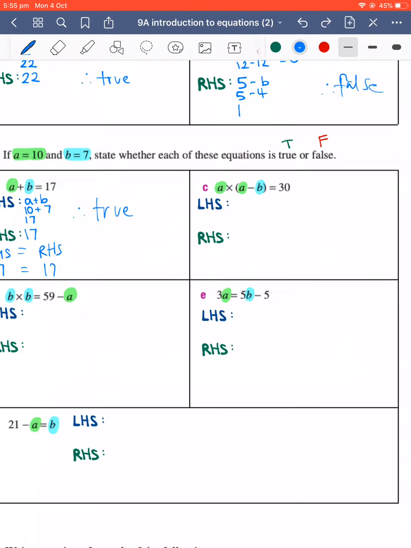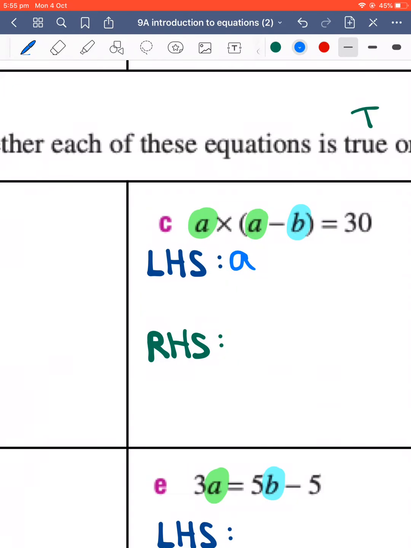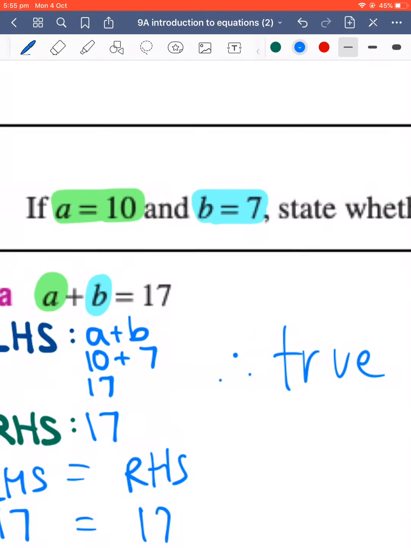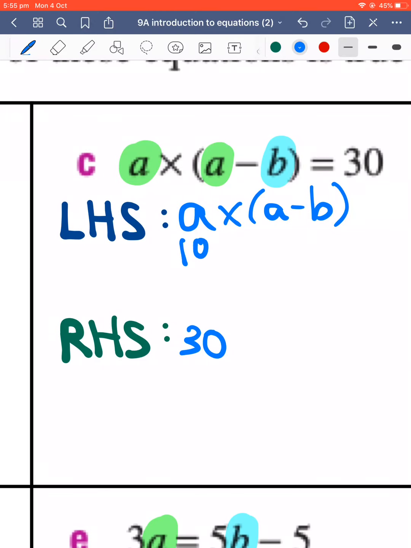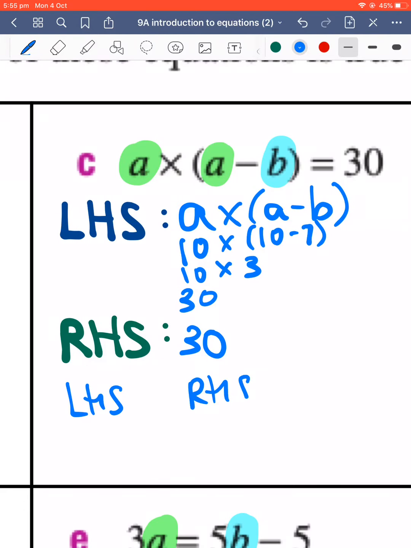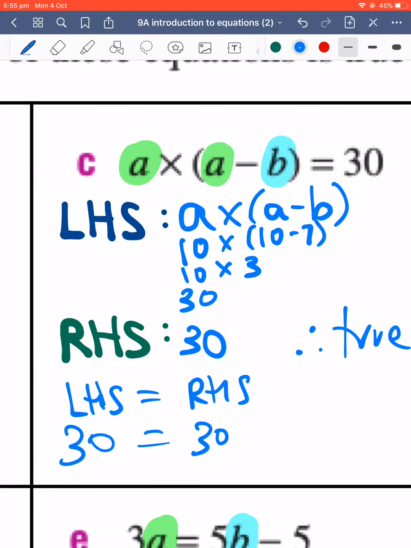Our value for a, so first side I've got a multiplied by a minus b, and my right-hand side was 30. So my value for A is 10 and B is 7. So 10 multiplied by 10 minus 7. So 10 multiplied by 3, which gives me my answer of 30. Now I compare my left-hand side to my right-hand side and see if they are equal. 30 does indeed equal 30, so that will be true.